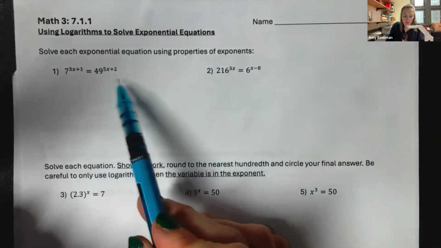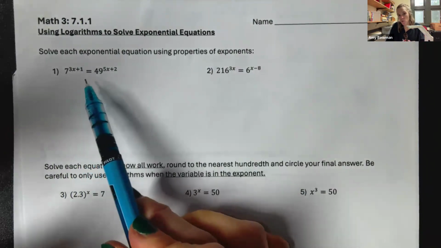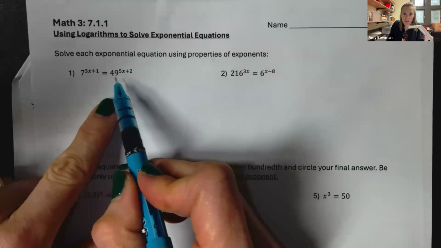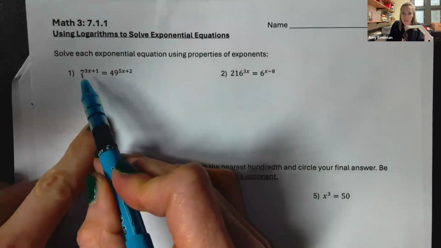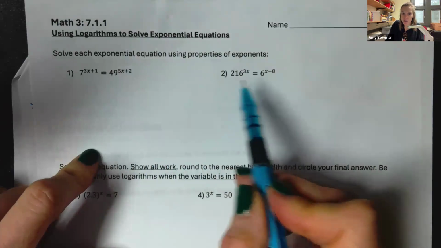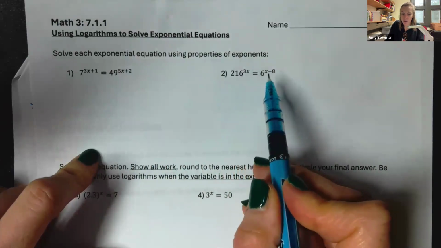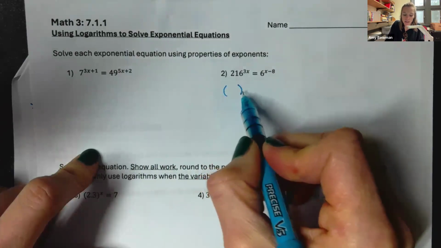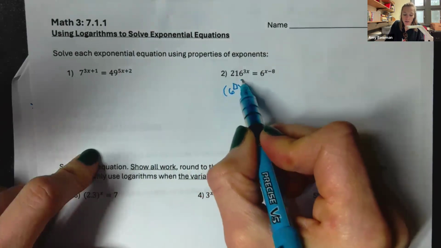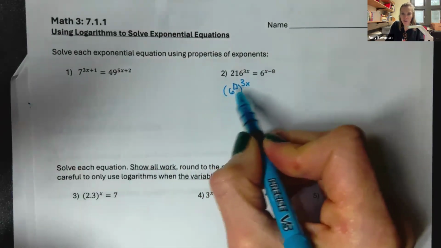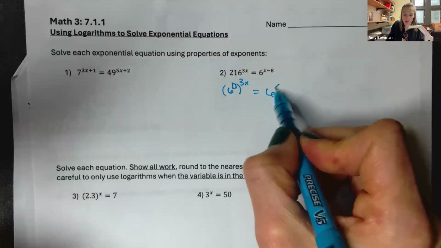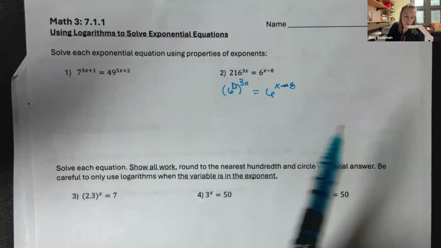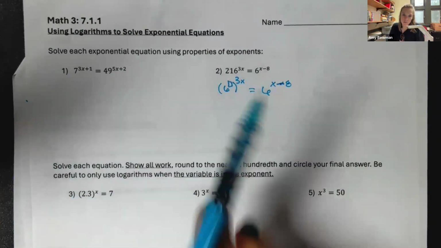Just because you're solving exponential equations doesn't necessarily mean you will rely on logarithms. In these cases, you can just rewrite this larger number as 7 raised to a power. And same with this: we've got 216 raised to a power equals 6 raised to a power. We can break down 216 as 6 raised to some power, raised to the 3x, and then multiply those. So these should look familiar. I don't feel like I need to get too far into these. So work through these first without using logarithms.